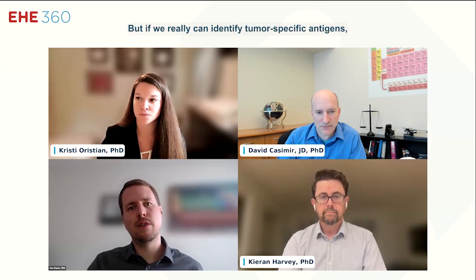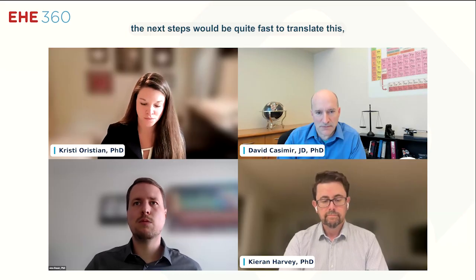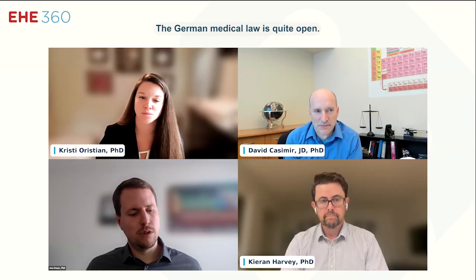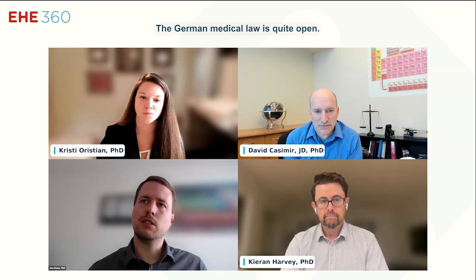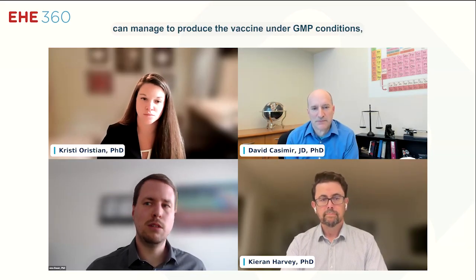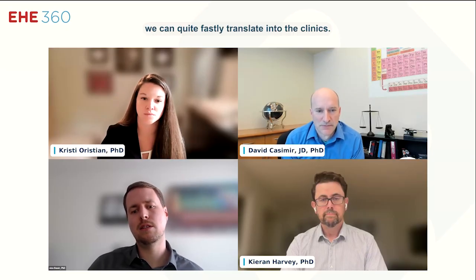But if we really can identify tumor-specific antigens, the next steps would be quite fast to translate, maybe in a clinical study or in a first individual healing attempt. The German medical laws are quite open. If you have a patient where no other options are left, and you can manage to produce the vaccine under GMP conditions, you can quite fastly translate into the clinics. And this really is facilitated by this department, where we have the production, the research, and also the clinical part within one department in Tubingen.